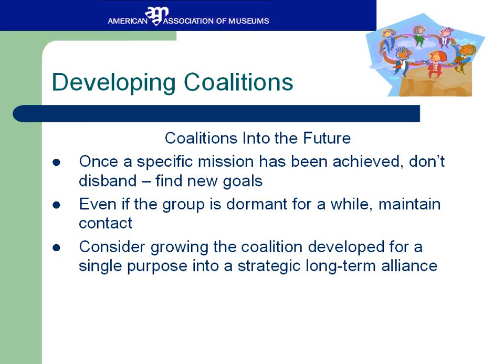Maintain contact. Again, I think it is important to have a periodic meeting. Maybe it's quarterly when there's nothing enormous going on, but just to bring people together and continue to identify opportunities for the coalition to do some more work. And consider growing a coalition developed for a single purpose into a strategic long-term alliance. The example I can give here is not from the museum world, but I know Carla's got one from the museum world. The example I can give quickly is the National Alliance for Public Transportation Advocates.